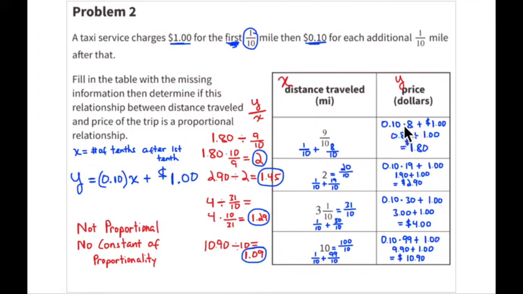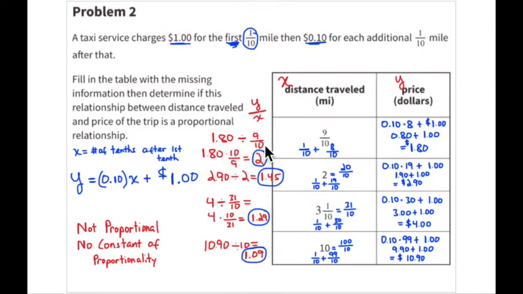The first part of this calculation is the number of tenths times 10 cents. So 8 times 1/10 of $1, 19 times 1/10, 30 times 1/10, and 99 times 1/10. You calculate that and you get the value for y. And to figure out whether or not there's a constant of proportionality, you take the y calculation and divide that by the x value. So this is $1.80 divided by 9/10. Here's y divided by x. This is to figure out if there's a constant of proportionality.